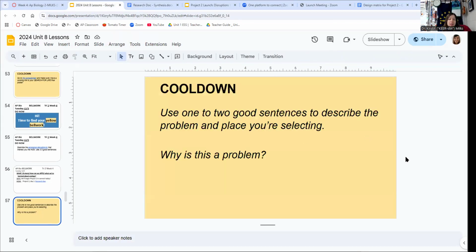Now, the cool down for today is to use 1 to 2 sentences to describe the problem and place you're selecting. If you do need to change it tomorrow, that's okay, but most groups should be most of the way there. Why is this problem a problem? Like, what is it about this thing that's problematic? It'll help you on your design journey this week.